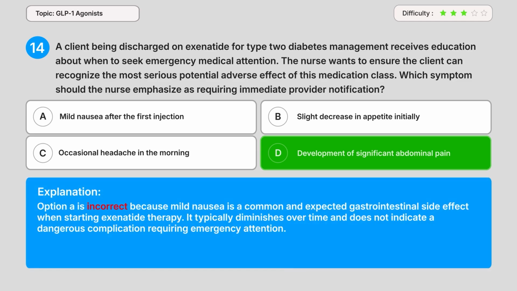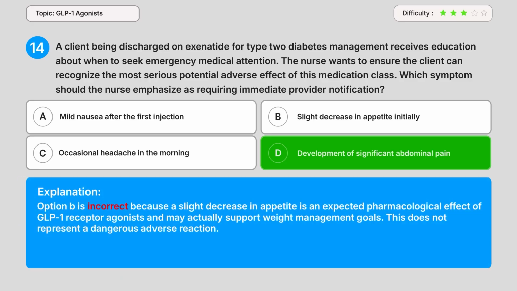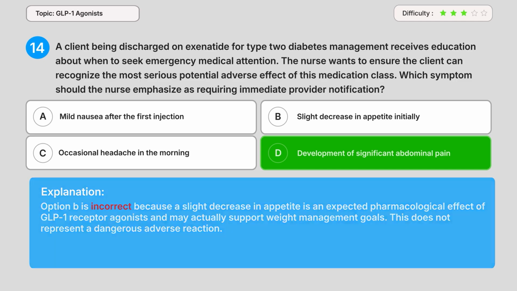Option A is incorrect because mild nausea is a common and expected gastrointestinal side effect when starting exenatide therapy. It typically diminishes over time and does not indicate a dangerous complication requiring emergency attention. Option B is incorrect because a slight decrease in appetite is an expected pharmacological effect of GLP-1 receptor agonists and may actually support weight management goals. This does not represent a dangerous adverse reaction.